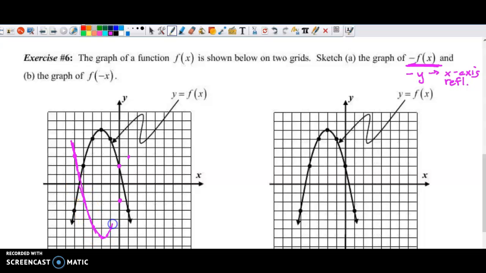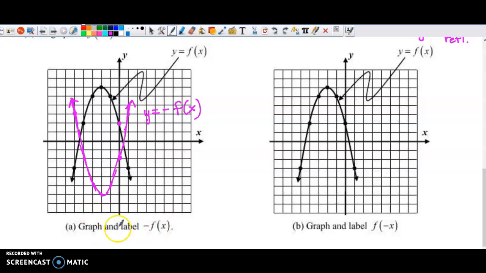So this graph, and I'm not an artist by any means, but this is what y equals negative f of x is supposed to look like. And sometimes we write it that way. I know that seems confusing, but all you're doing is negating all the y values. Whereas if I look at this other one where it says f of negative x, well, I can write it right here.